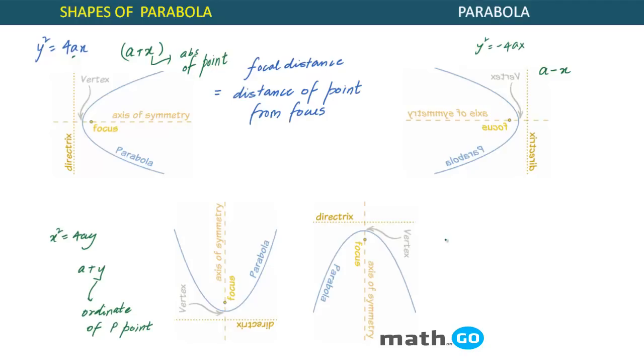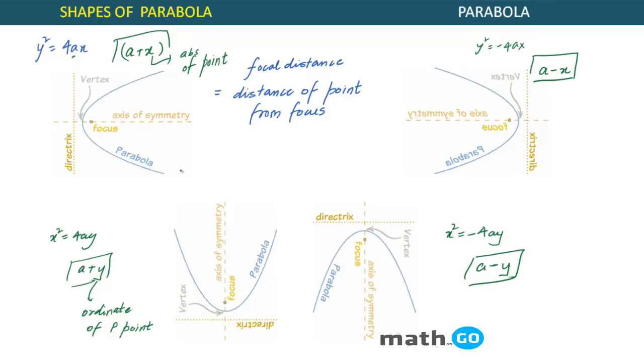And similarly here, for x square equal to minus 4ay, the focal distance will become a minus y, right? So these four formulas are also things you have to remember. So put them in your formula list, these four things, for the four different shapes of the parabola.